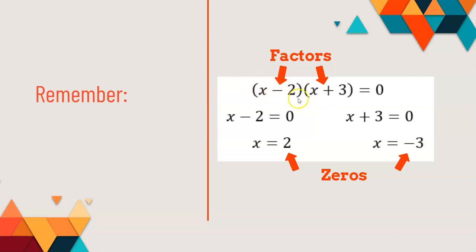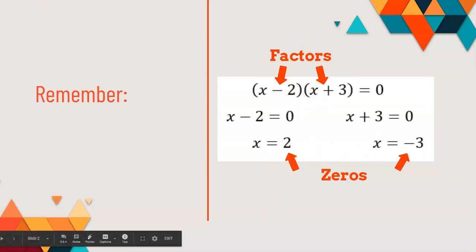And so when they look like this with the parenthesis and the x plus or the x minus, we call those the factors. And when we have the answers, when we solve, we call those the zeros, because those are where our graphs cross the x-axis. But we're not going to get into that right now. I just want you to think of these as factors and these as zeros.